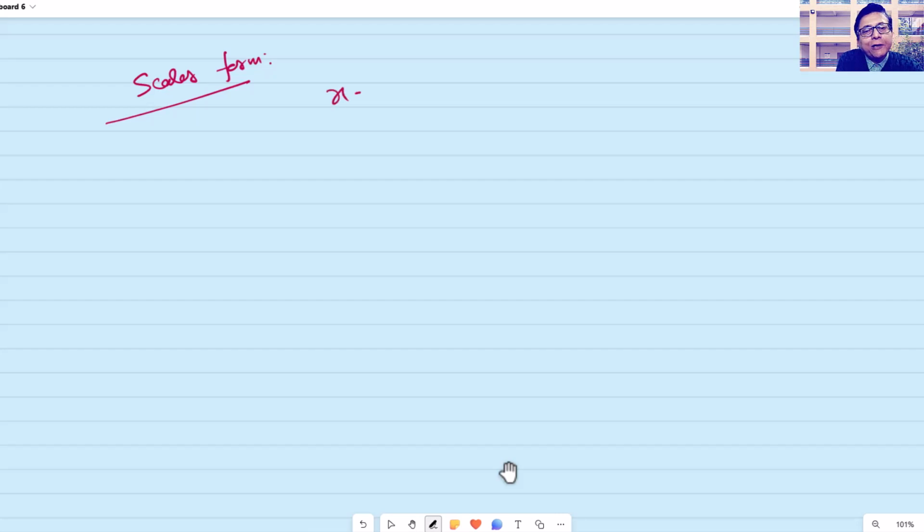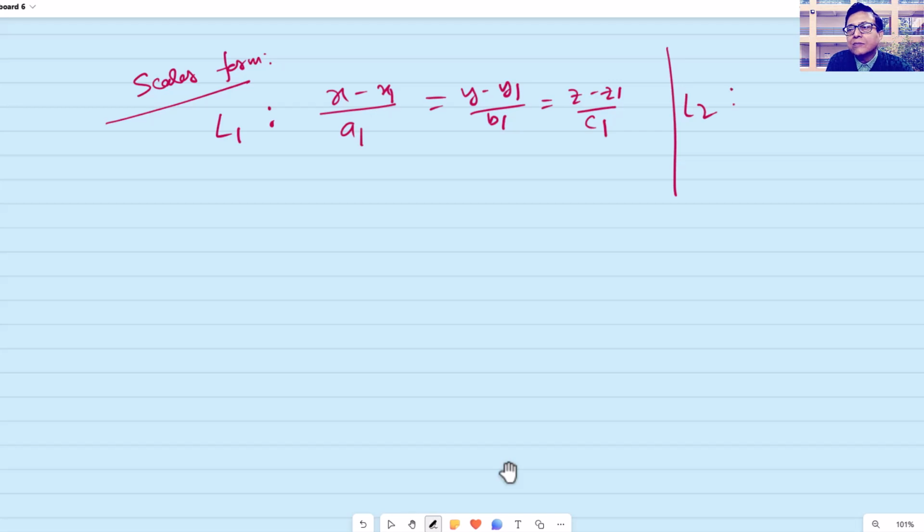Scalar form, that symmetrical form, is (x minus x1) by a1, (y minus y1) by b1, (z minus z1) by c1. This is line 1. And line 2 is (x minus x2) by a2, (y minus y2) by b2, (z minus z2) by c2. So the first line is directed along the vector a1 i + b1 j + c1 k, and the second one along a2 i + b2 j + c2 k.